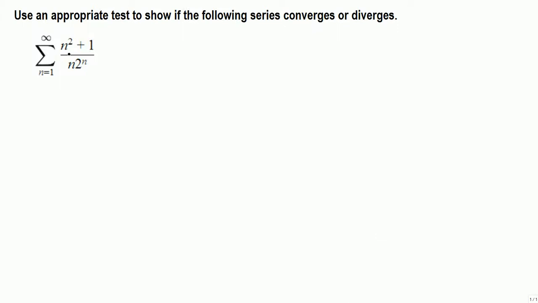We have sigma a_n. So let's say a_n is (n squared plus 1) over n times 2 to the n. By the way, 2 raised to n, this exponential factor grows faster than n squared, so a_n is going to go to 0 when n goes to infinity. That means we cannot apply the test for divergence and conclude this diverges. This might diverge or converge, we don't know.